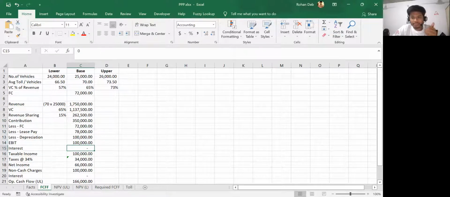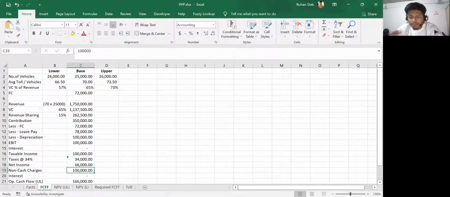1 lakh minus interest. So currently I'm assuming zero debt, we are investing everything, so interest is zero. Taxable income is 1 lakh. Tax rate is given as 34%. So 1 lakh at a tax rate of 34%, so 34,000 is the tax. Net income, this minus this equals net income.